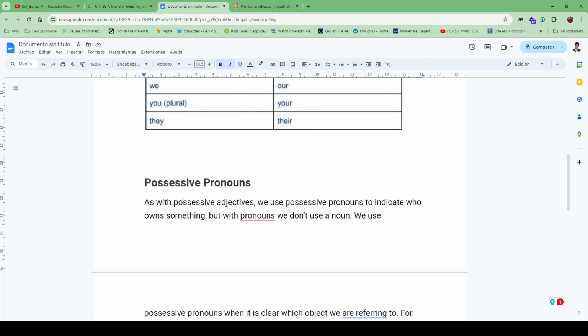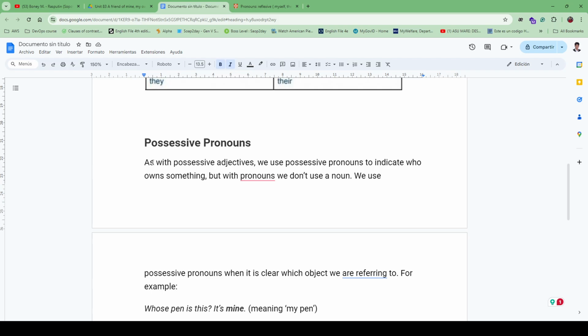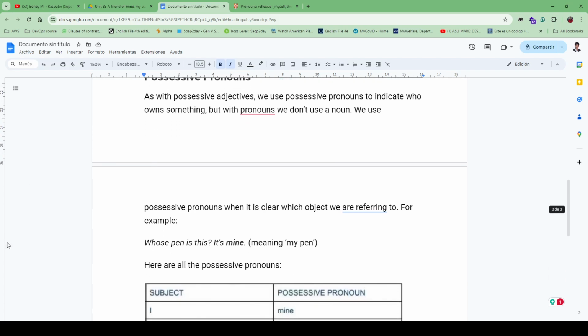Possessive pronouns. As with possessive adjectives, we use possessive pronouns to indicate who owns something, but with pronouns, we don't use a noun. We use possessive pronouns when it's clear which objects we are referring to. For example, check out this example. Whose pen is this? It's mine. It's mine. Check out the meaning: my pen. We are replacing my pen with mine.